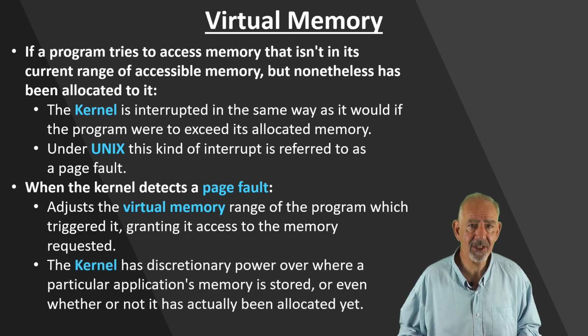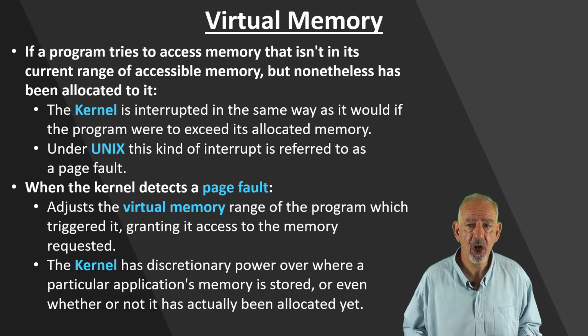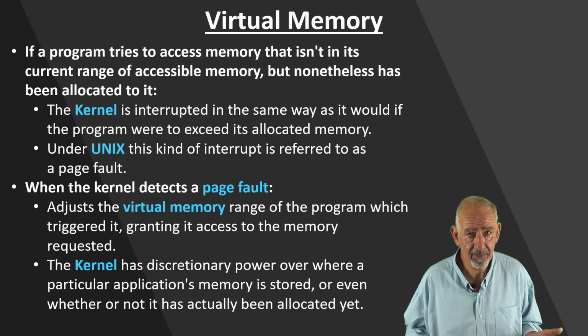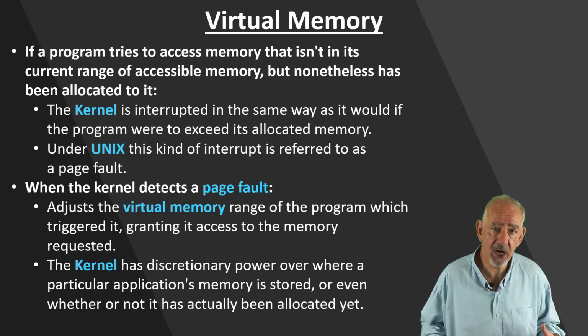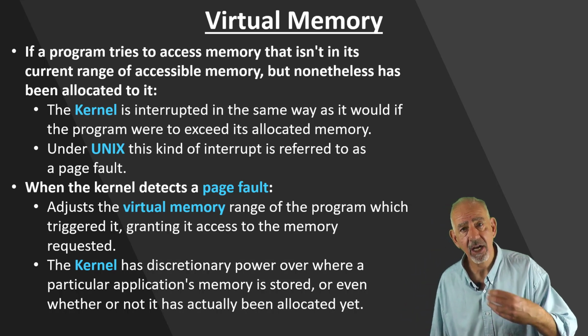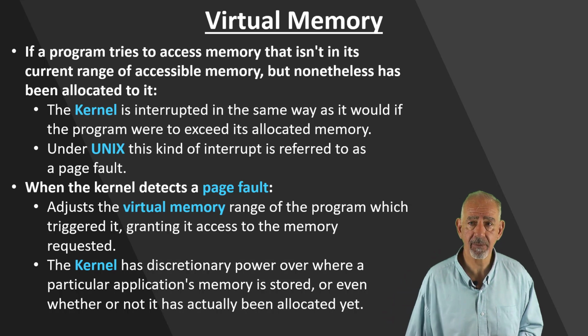And the kernel has this discretionary power over where a particular application's memory is stored, or even whether or not it has actually been allocated that particular memory. So the kernel is in charge. The kernel of the operating system is in charge of what's going on and keeps track of what's happening in the particular memory and the processes.